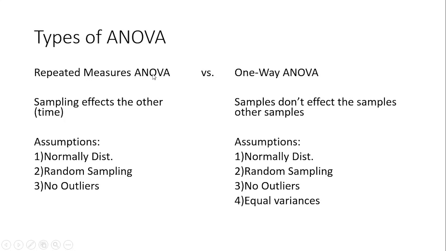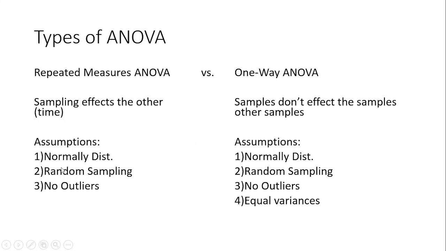Let's see types of ANOVA. We have repeated measures ANOVA and one-way ANOVA. If you're involved with time, this is like the related samples t-test, but it's for ANOVA. So time affects it. If you have time in your experiment and you are supposed to do ANOVA, you should do repeated measures ANOVA. If there is no time, you should do one-way ANOVA.